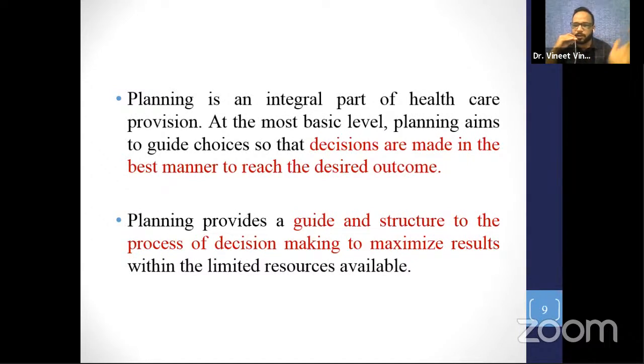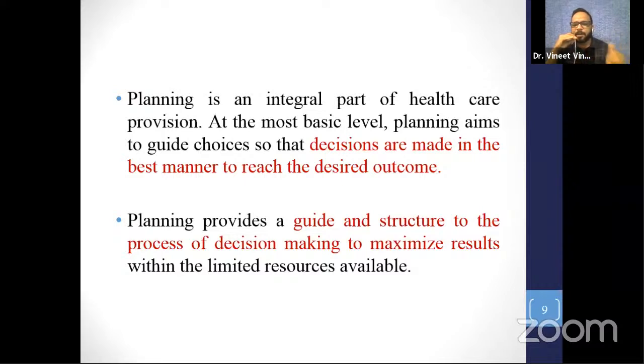They started with 45 years and more. They started with frontline workers first, then 45 years and more, and then they're going with 18 to 44 years. So all this is a part of planning. So in healthcare provision, planning is an integral part. Okay. And decisions are made in the best manner to reach the desired outcome. So if they want to succeed in vaccinating everybody in India, they have to plan. So that is why the government is doing that.